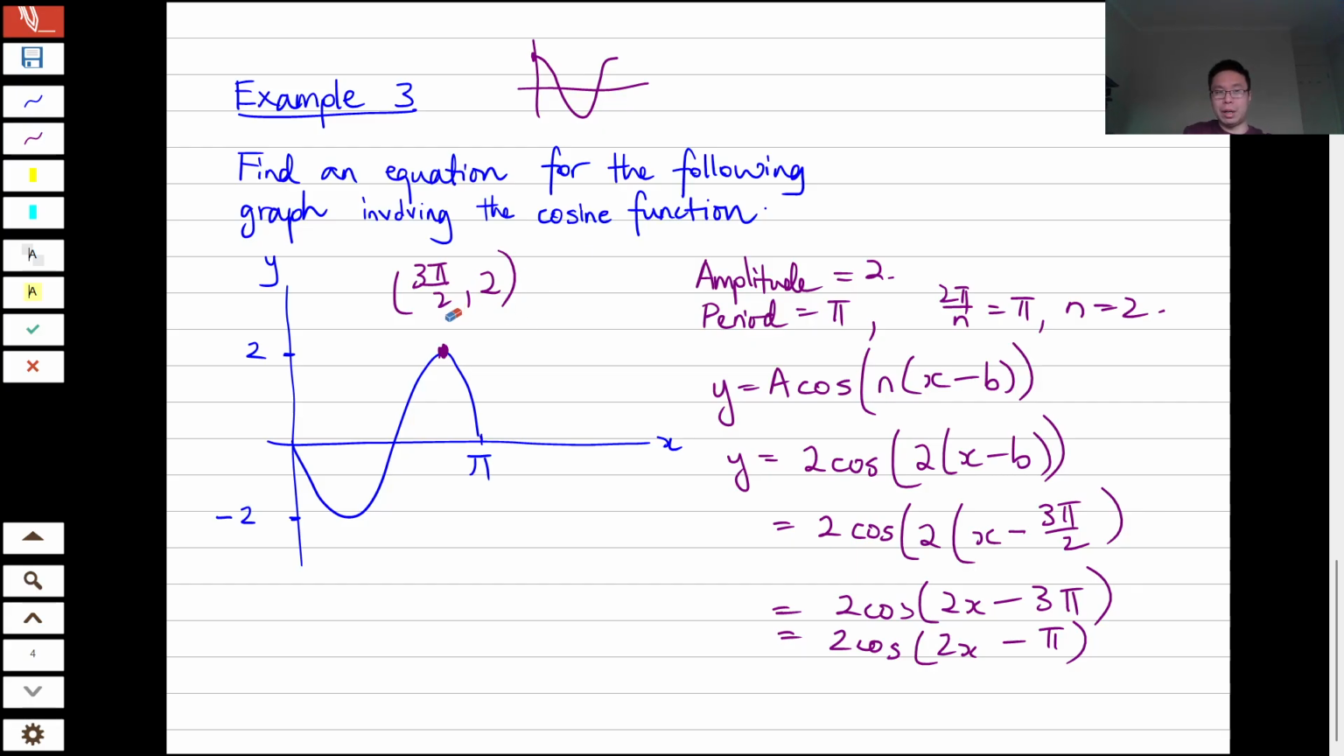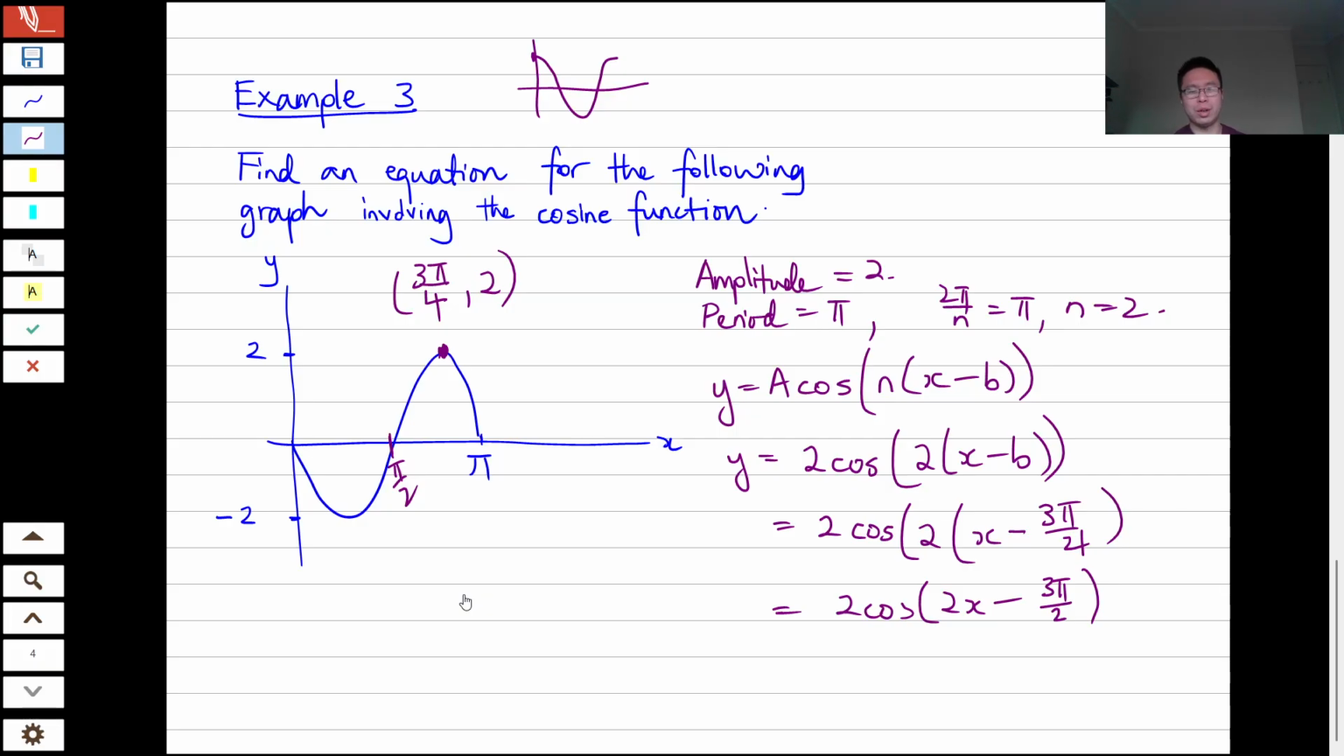Sorry, this should be 3π on 4. I was thinking that doesn't look right. This is π on 2 here. So this is 3π on 4. Now it changes to 3π on 4. All right, that's better. 3π on 4. 3π on 2. Okay, that's better. Okay, apologies. Now, that's sort of the easy way to do this.